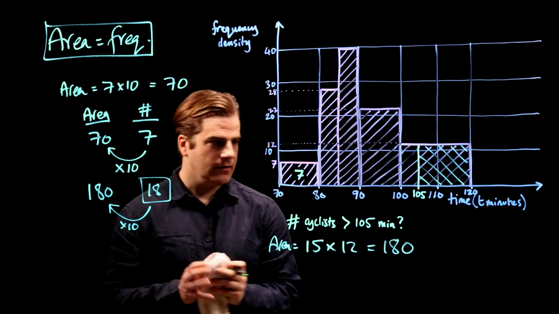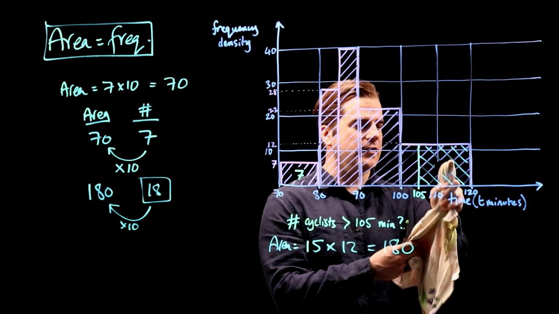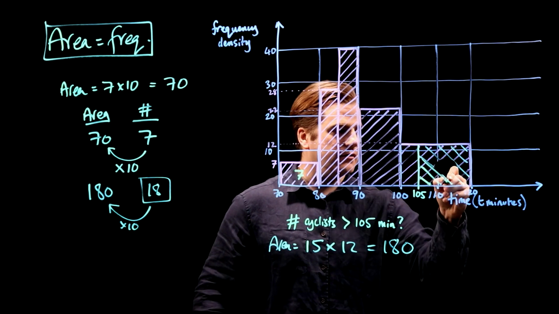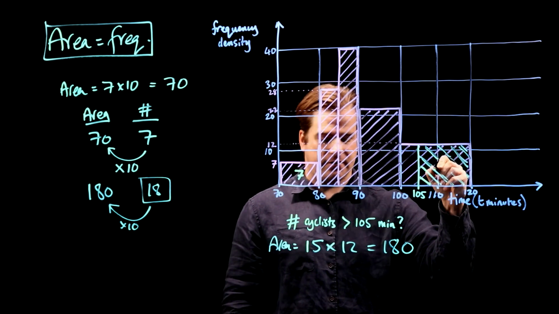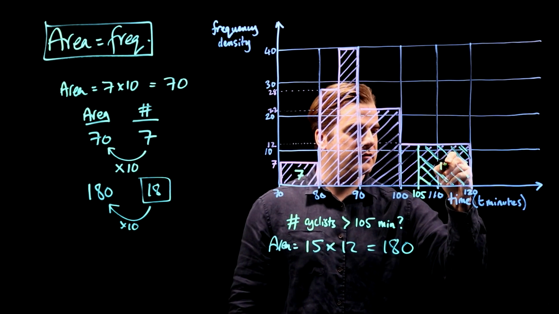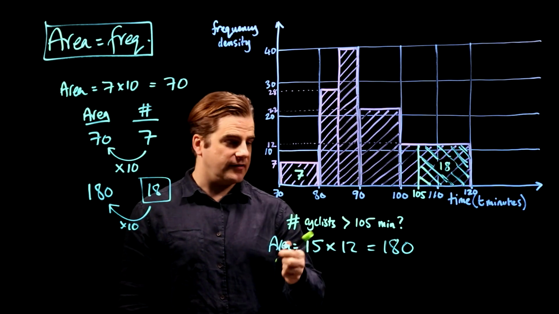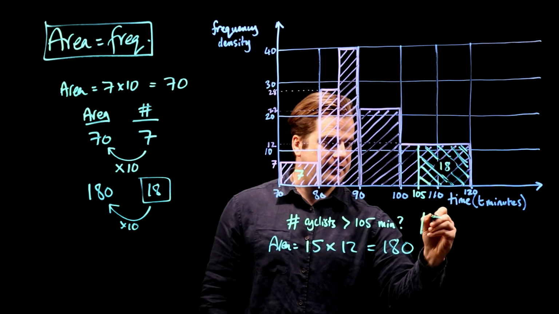So we've worked out that the area of the green bit, this bit, from 105 onwards, is 18. There we go, that's how it's done. So that's the answer: number of cyclists greater than 105 minutes, 18.